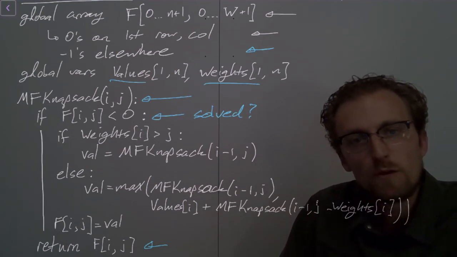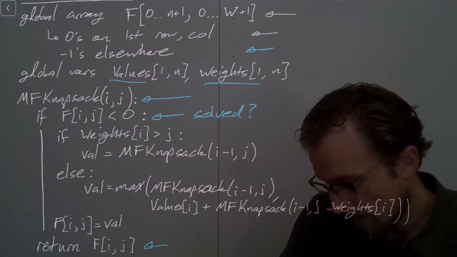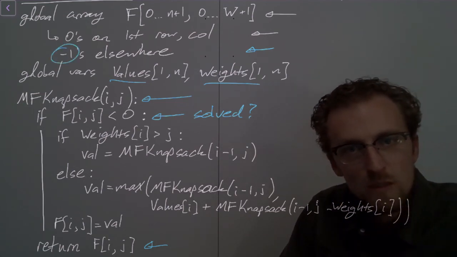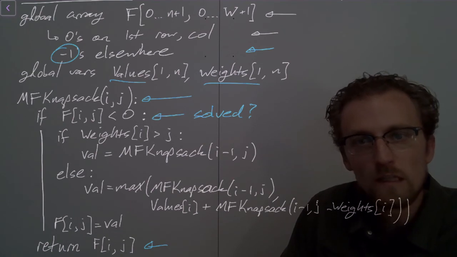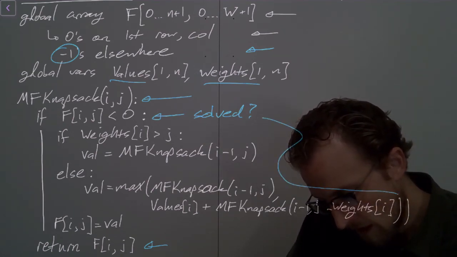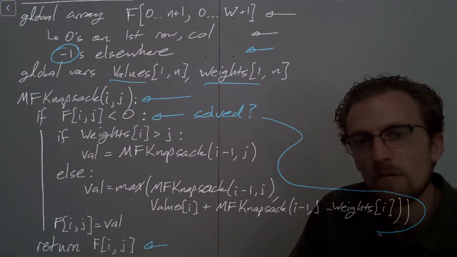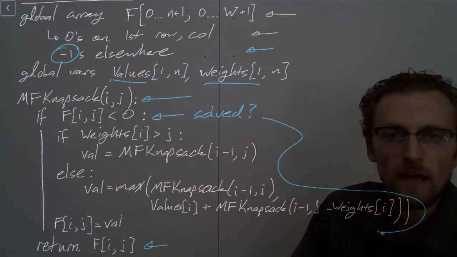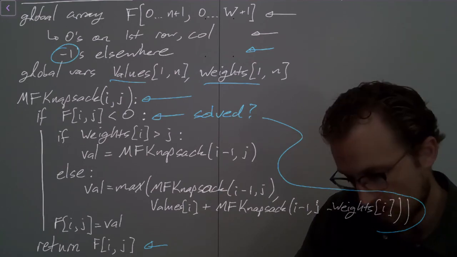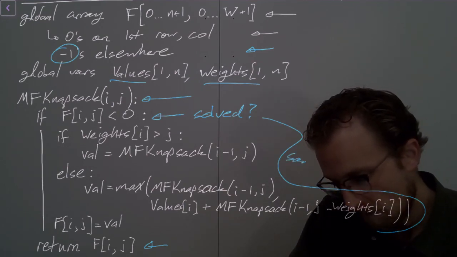But if we find a negative number in the array, that is, one of these -1s that we initialized the array with, that means we haven't visited this place yet, and so we need to go solve the problem. And all of this is precisely the same as what we had in the original Knapsack implementation, in the other pseudocode.